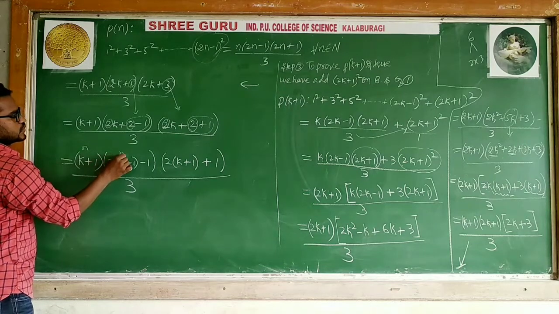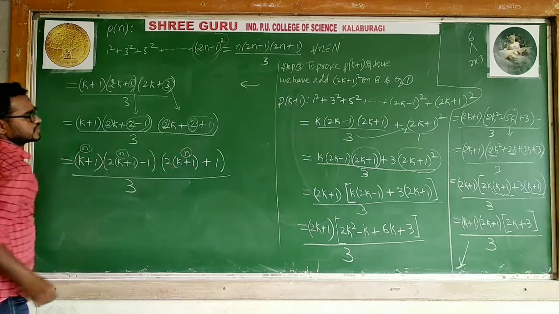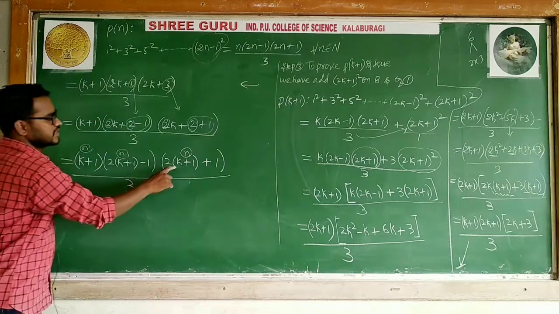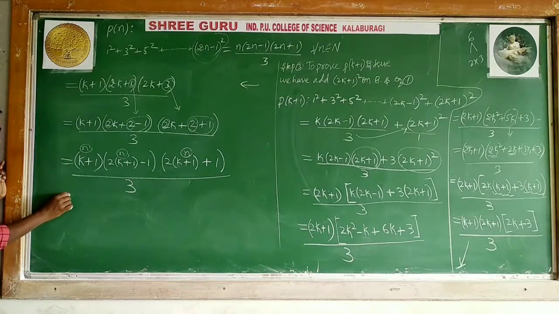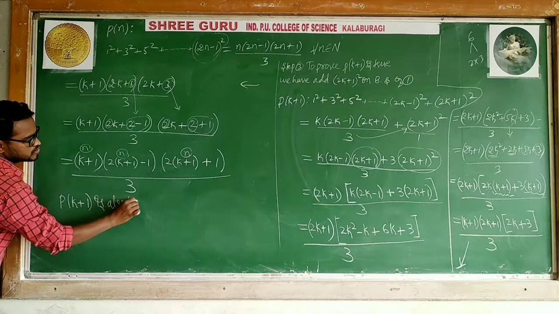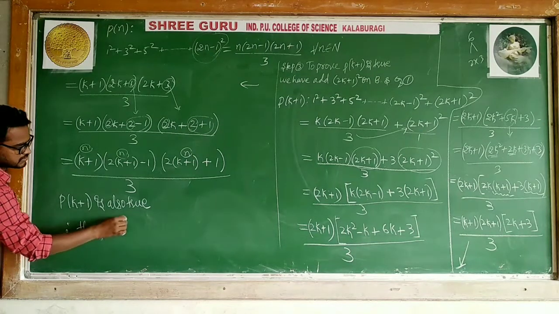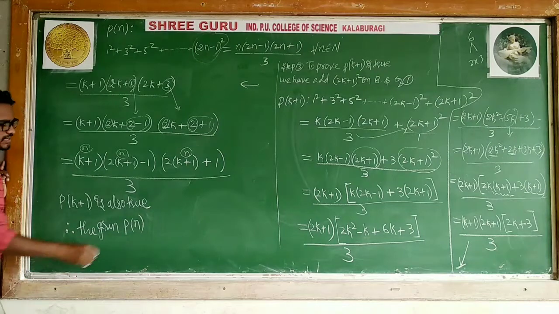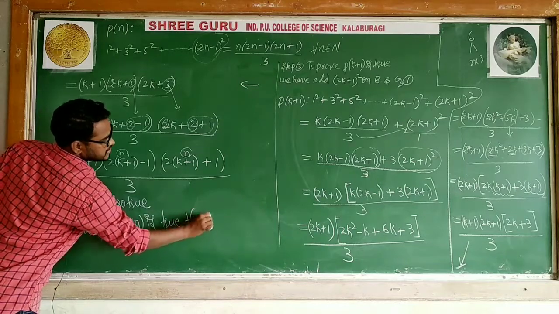Is it like n into 2n minus 1? It is like n again, 2n plus 1, where n place is k plus 1, whole divided by 3. Means that I can say this is as usual. Given P of k is true, P of k plus 1 is also true. Therefore the given P of n, or you can say the given statement, is true for all n belongs to capital N.